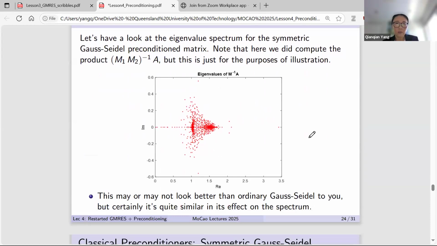So let's have a look at the eigenvalue spectrum for this symmetric Gauss-Seidel preconditioner. Remember that for illustration I always compute the eigenvalues, but in the code when you do your GMRES, we never form this matrix explicitly. So this distribution looks maybe better or maybe not better. It's very similar to the one for the ordinary Gauss-Seidel.